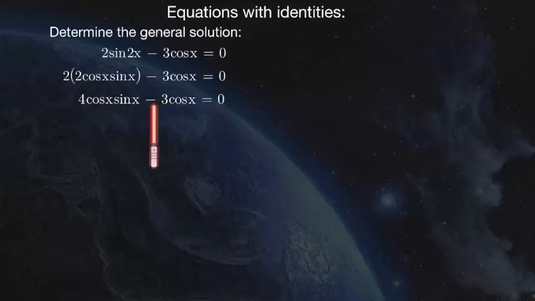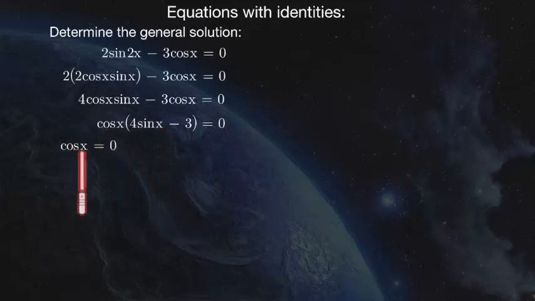Now we still cannot use the quotient identity, but we can change this left side into one term by factorizing. So I can take a cosine x from each of these terms and I have cosine x and then in brackets 4 sine x minus 3. So the cosine x was the common factor and that is equal to 0. Now we have a zero product rule, and from here you all know what to do.